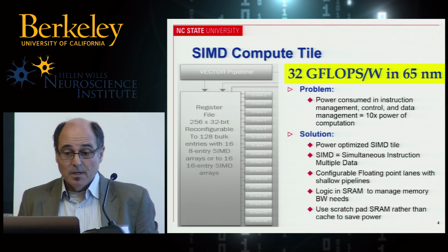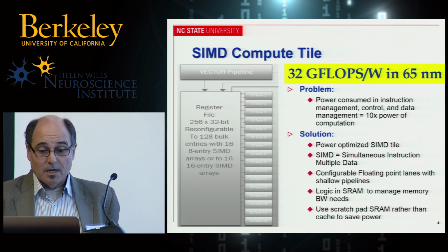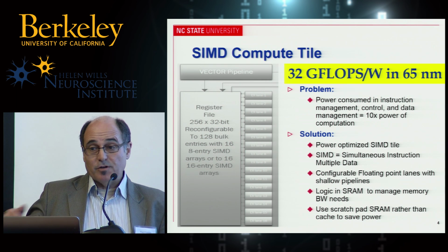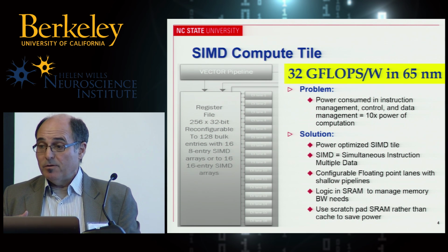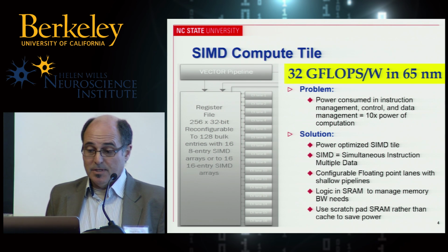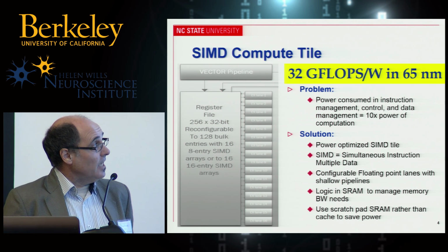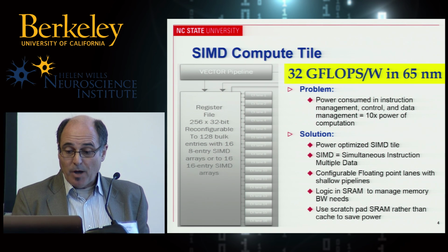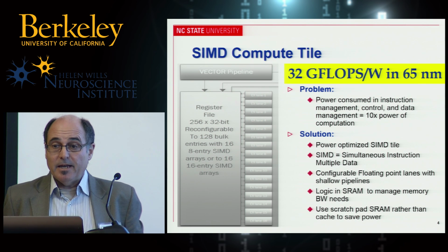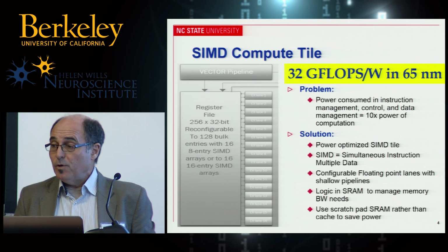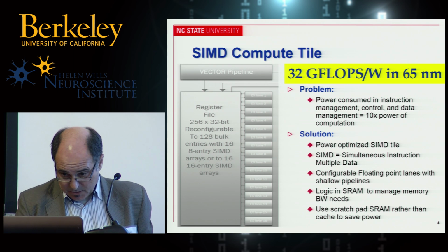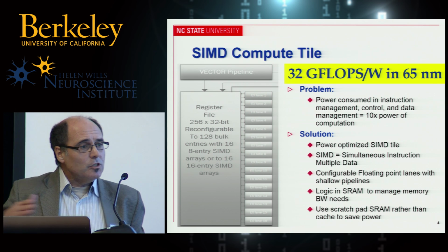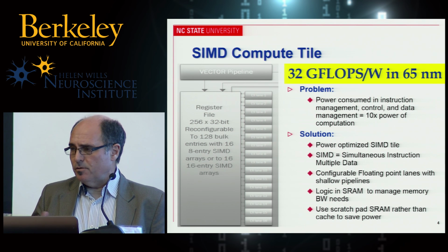So first, the programmable version. This relies on a SIMD compute tile that was designed in a previous project, but modified here. SIMD means single instruction, multiple data. So you operate on data in parallel processing lanes, as they're called. Key to getting the power efficiency improved include shallow pipelines and the use of scratchpad SRAMs rather than caches for intermediate data storage. And this was simulated in 65 nanometers at 32 gigaflops per watt. In contrast, a modern GPU is about 1 to 2 gigaflops per watt.